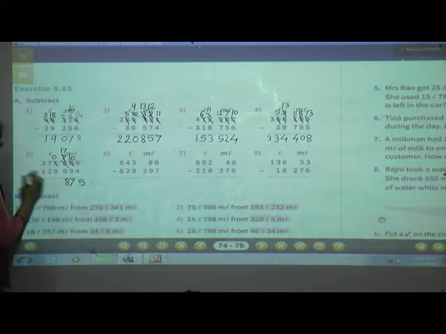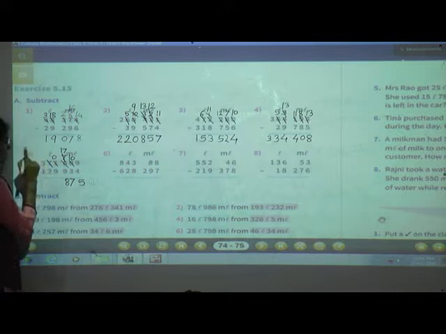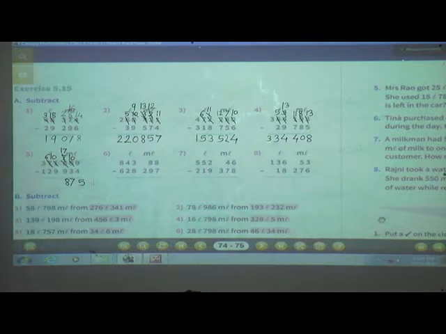So write here 8. Then 0 minus 9. Is it possible? No, 0 minus 9 is not possible. Then again we take one borrow from the neighbor. Here 7 is there. So we take one borrow from this 7. 7 minus 1, here 6 will remain. And this 0 will become 10.